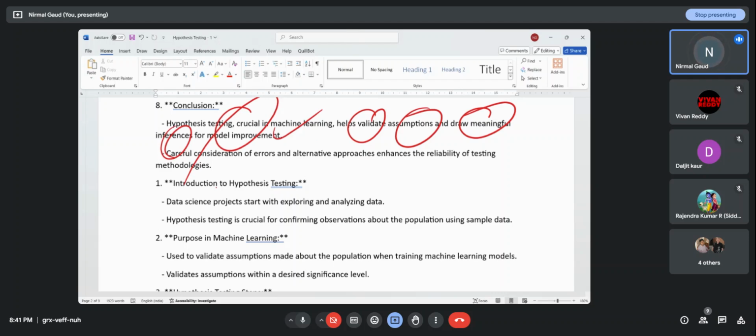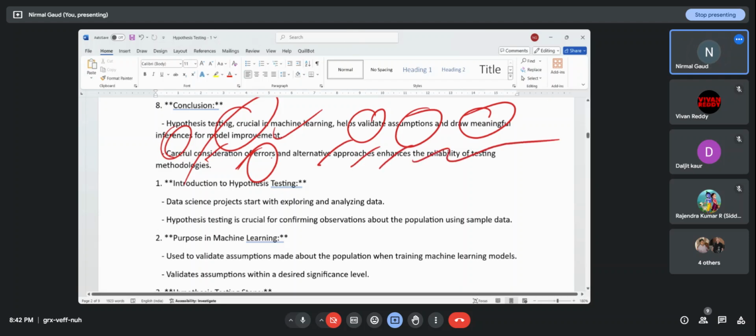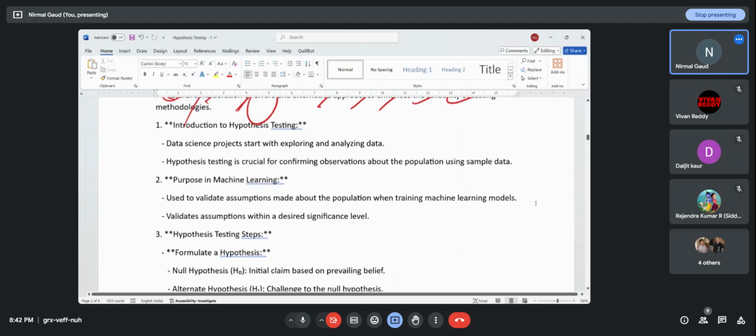In research, you may be asked to prove, you may be asked to validate your result. In your research papers, in your research publication, you may be asked to validate your result. There you have to apply hypothesis testing. So we have to carefully consider the results, carefully consider the errors, and look out for alternative approaches so that we do not have any error.